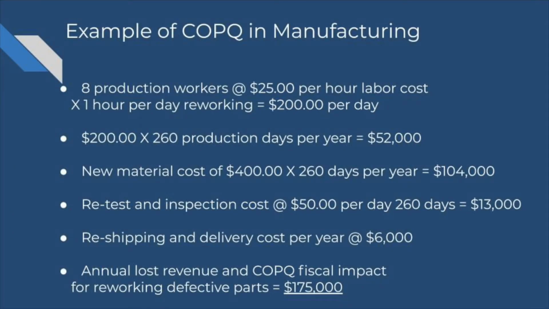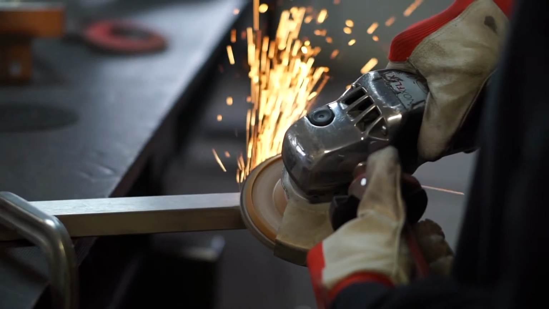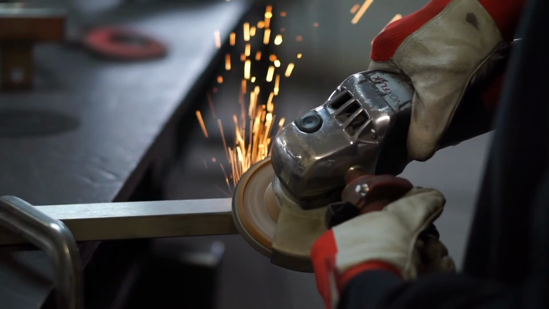Here's an example of the cost of poor quality calculation in manufacturing. If you have 8 production workers at $25 per hour of labor cost, you want to times that by 1 hour per day of reworking, which equals $200 per day. You'll want to times that by 260 production days per year, which is going to be a cost of poor quality of $52,000.